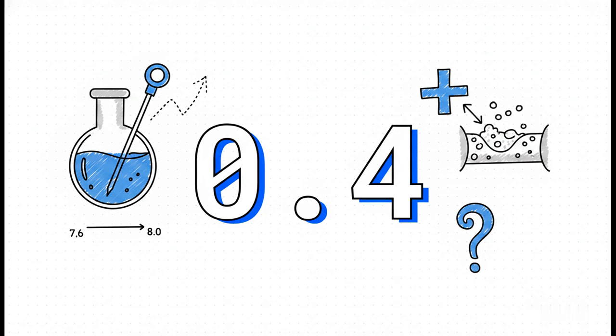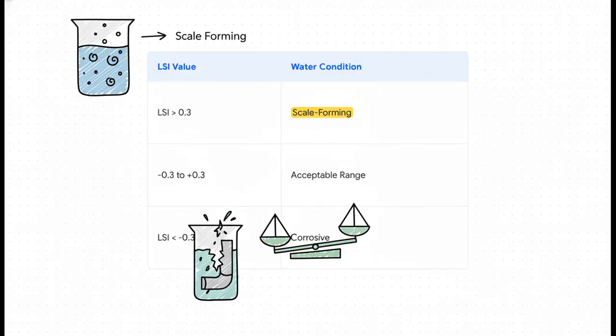So what does a positive 0.4 tell us? Well, here's how to read the results. Anything between negative 0.3 and positive 0.3 is generally considered okay. It's balanced. If your number is below negative 0.3, your water is corrosive. If it's above positive 0.3, it's scale forming.